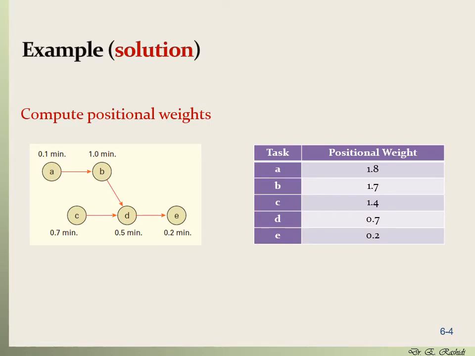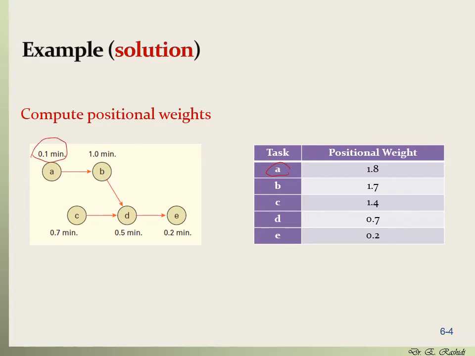We start off with computing the positional weight for each task. We have created this table here. The first column shows task A, B, C, D, and E, and the next column is the positional weight. Let's see how we can compute the positional weight for task A. For task A, we sum up the processing time of task A and what follows task A. That's 0.1 for task A.